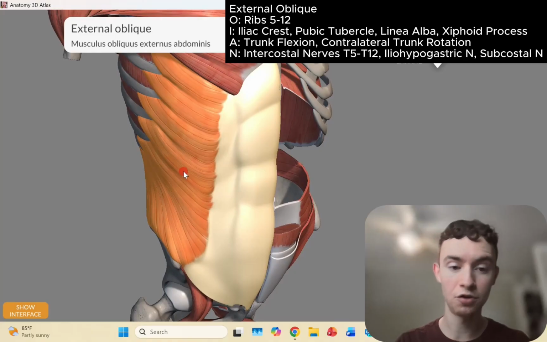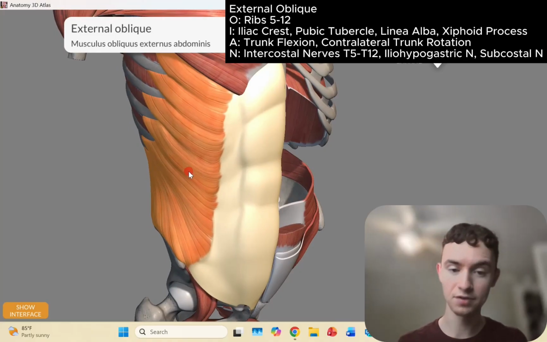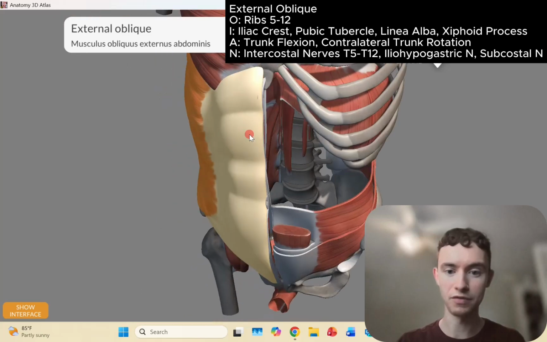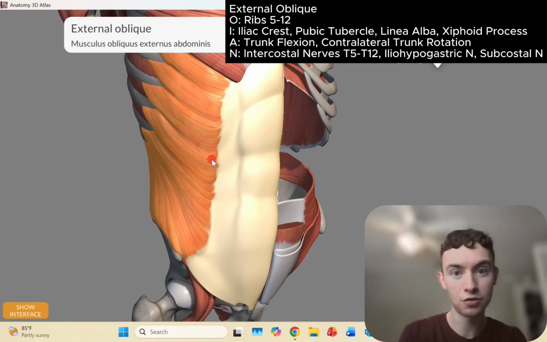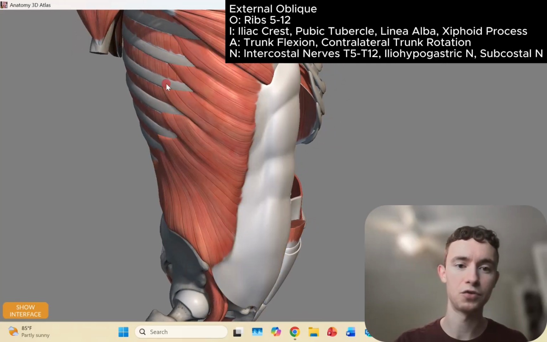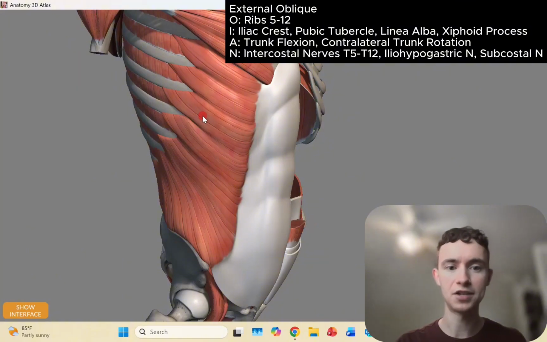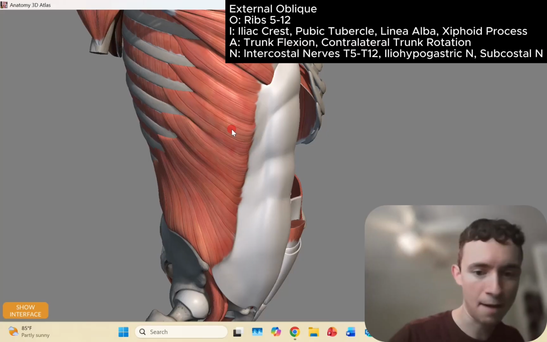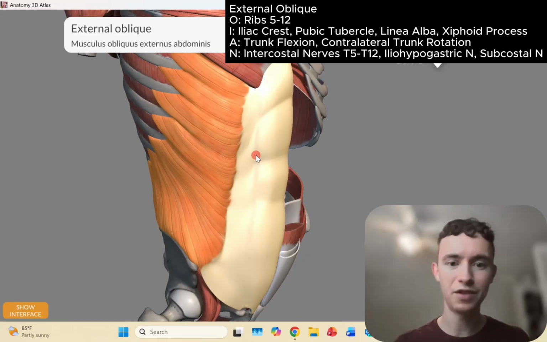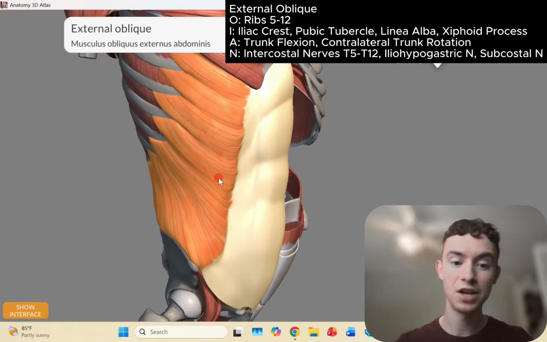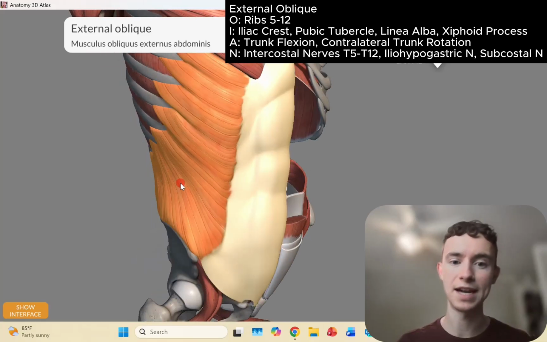The job of the external oblique is to do trunk flexion when they contract bilaterally, because we have two of them. And when you mainly contract one of them, it produces contralateral trunk rotation because of the way it's oriented. It orients itself from superior down this way at an angular motion down to inferior, and so when it contracts, it pulls the trunk in the opposite direction. The external oblique is innervated by the intercostal nerves, and we'll go over those a little later. I'll show you what they look like, specifically T5 all the way to T12, corresponding to the ribs that it starts on.